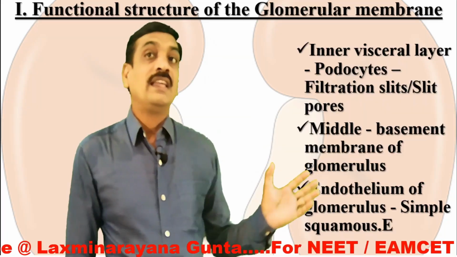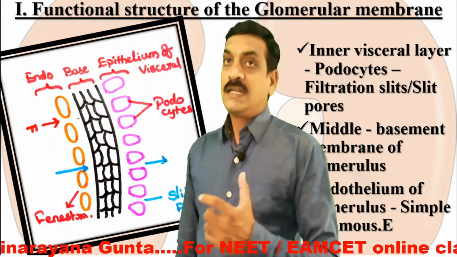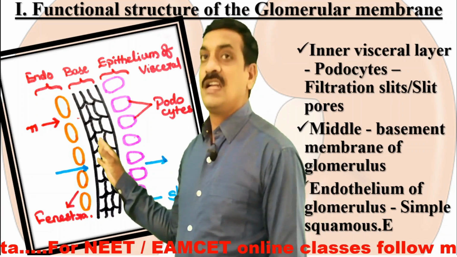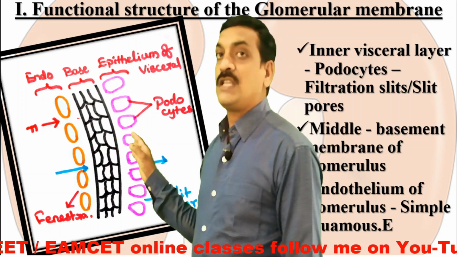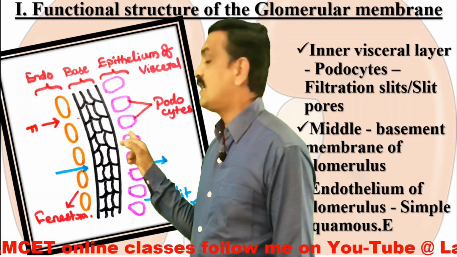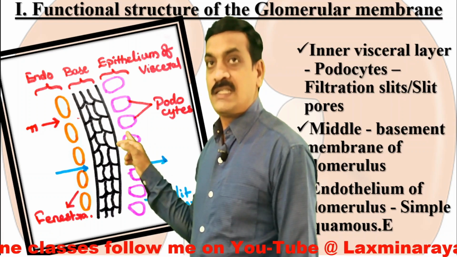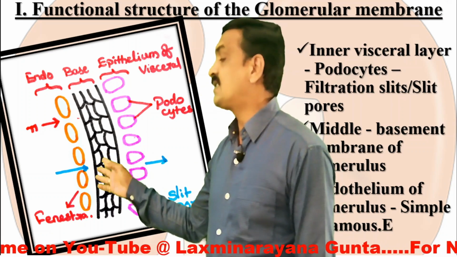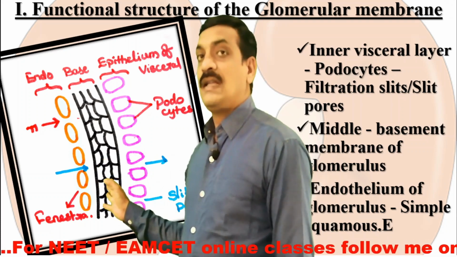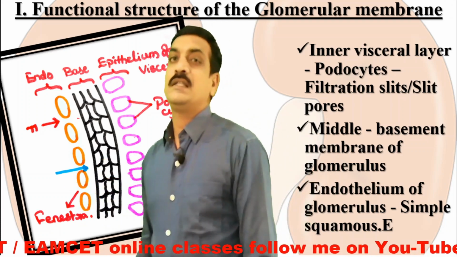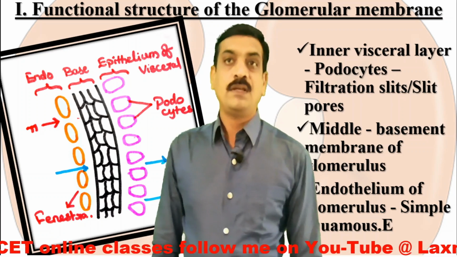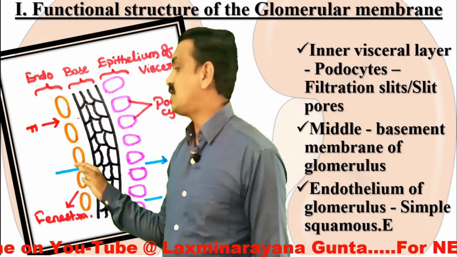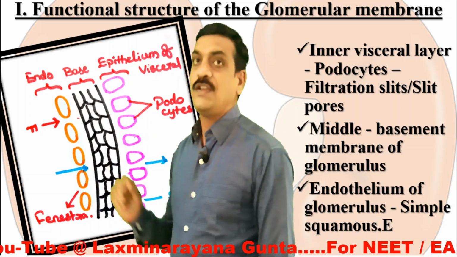Okay, the inner visceral layer consists of specialized cells called podocytes, and these podocytes here and there have some gaps called filtration slits or slit pores, and the middle layer is called the basement membrane, and the endothelium of the glomerulus is made up of simple squamous epithelial cells. These cells also have some gaps called fenestrations.